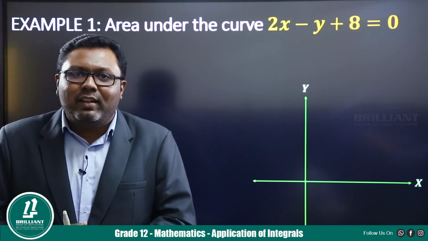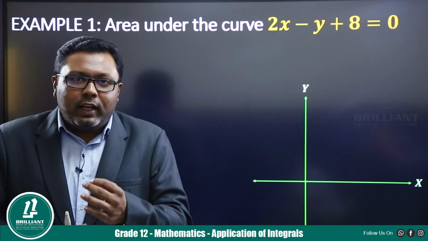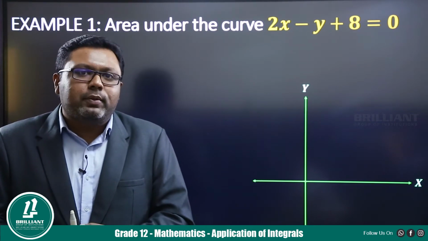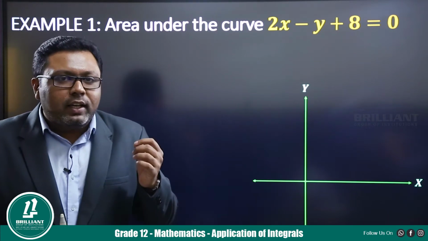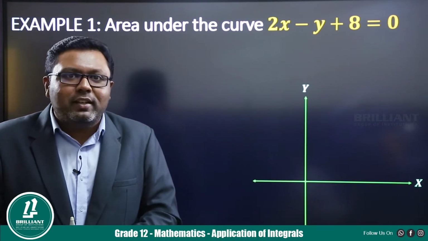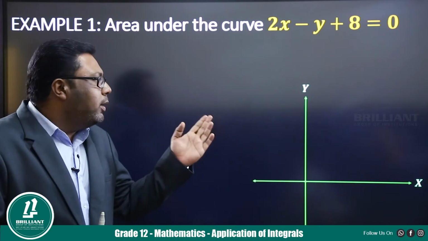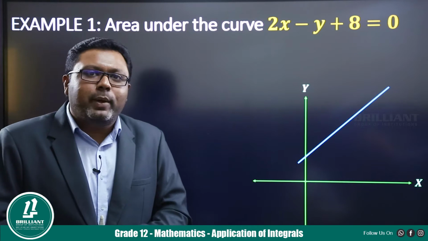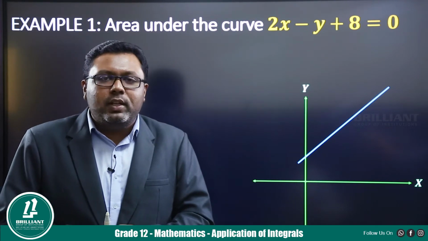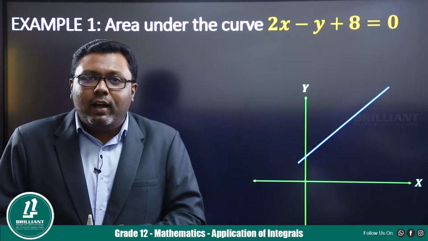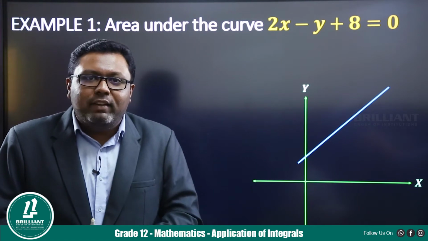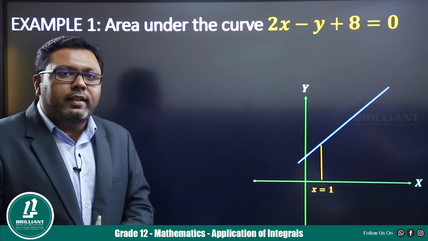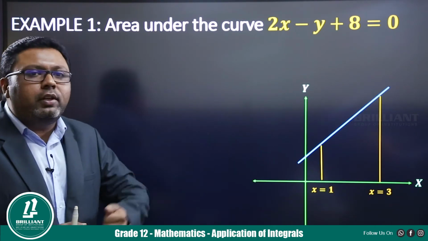You have studied straight lines in grade 11. There, the equation of a line is ax plus by plus c is equal to 0, right? So this equation represents a straight line. As you can see on the xy plane, this is the straight line that is represented by the equation 2x minus y plus 8 is equal to 0. Now, we're going to find the area bounded by the straight line with the x-axis and the first abscissa x is equal to 1 and the second abscissa x is equal to 3.